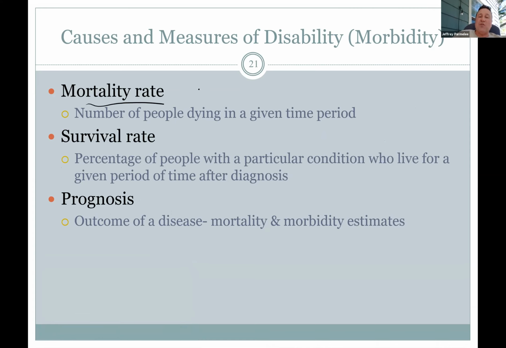Mortality rates, pretty straightforward, right? How many people are going to die? You need some kind of time reference. And then survival rate, people often ask this with a particular disease, especially cancer: the percentage of people that will live for a period of time after they're diagnosed. What's my survival rate? And then the term prognosis means what's the outcome? What's my prognosis? And you can look at either morbidity or mortality for prognosis, right?